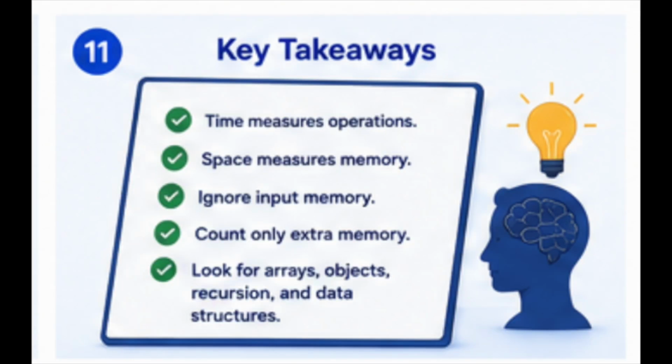Let's quickly revise. Time complexity measures how the work grows. Space complexity measures how the extra memory grows. Usually, we ignore the memory occupied by the input itself. Instead, we count the additional memory created by the algorithm. Whenever you solve a coding question, always ask yourself two questions. How much time does it take? How much extra memory does it use?